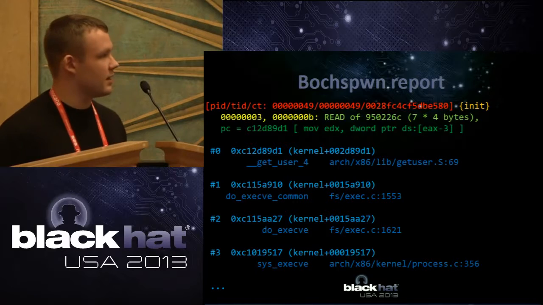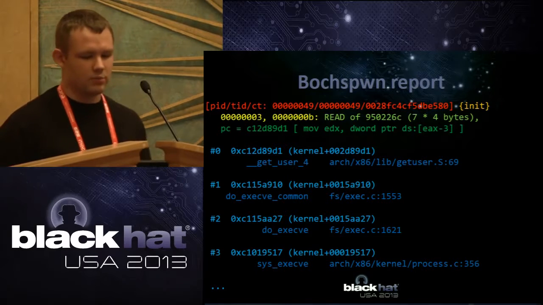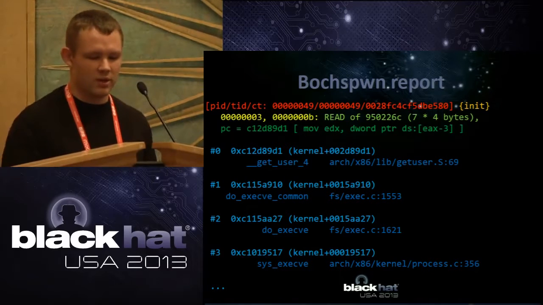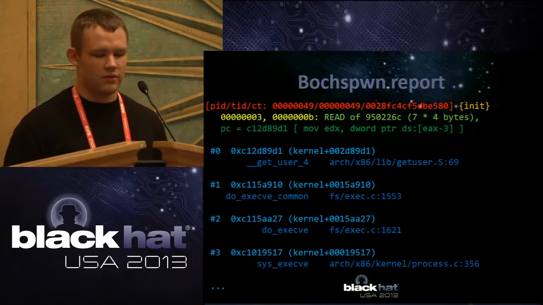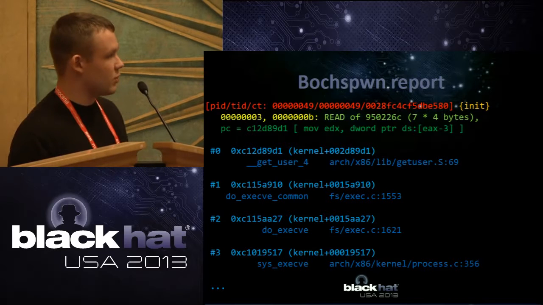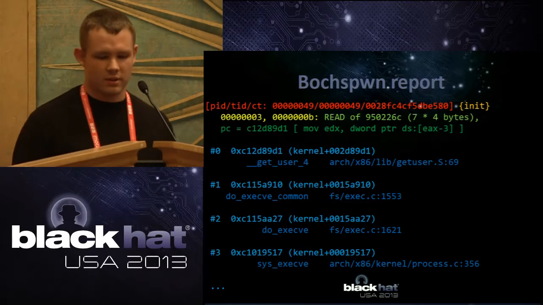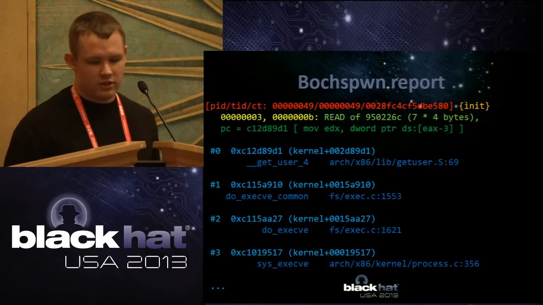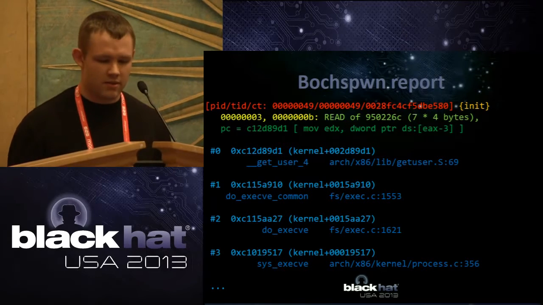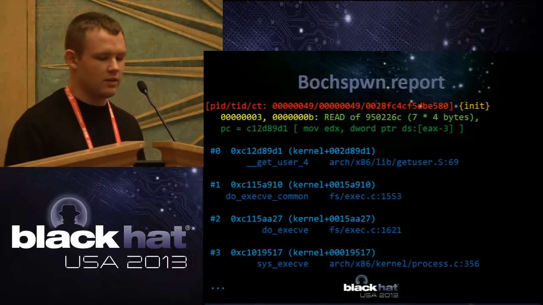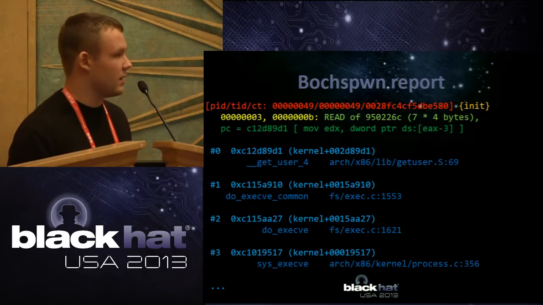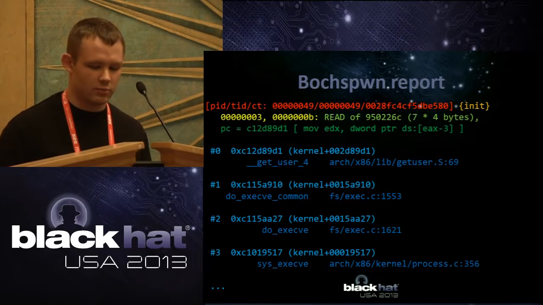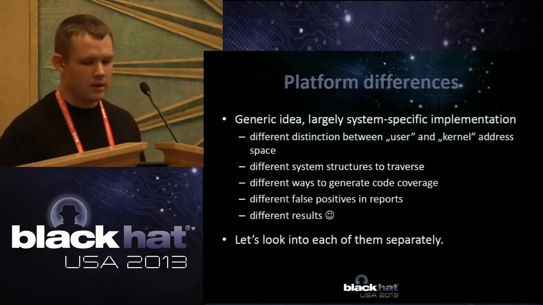Here you can see an exemplary report that Bochspwn generates, and as you can see, you have nicely formatted the information that I mentioned earlier. You have the ID of the thread in the form of a process ID, thread ID, and creation time or some other characteristic of the thread. Then you have the process name, the type of the memory access, its length, the instruction disassembly, and the full call stack. This is a report for Linux, but the ones for Windows and all other platforms look basically the same.